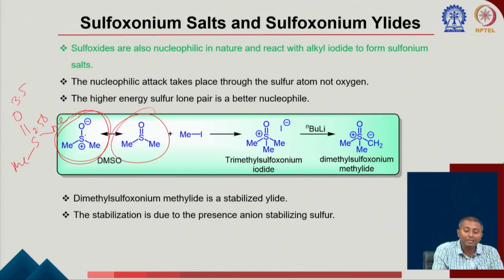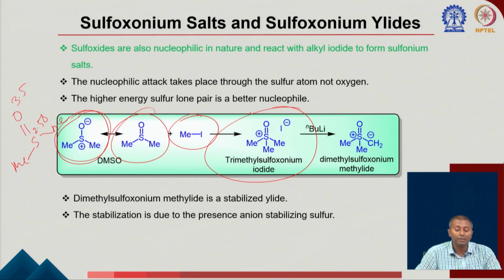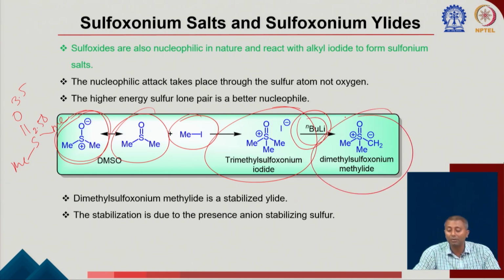Okay. So now you can think of that O minus and the S plus. If you treat with methyl iodide, you can generate this trimethylsulfoxonium iodide. Again, the sulfur can be reacted with methyl iodide to generate this corresponding sulfoxonium iodide, and now you can use n-butyllithium to abstract this proton to generate, as I already talked about, the dimethylsulfoxonium methylide. Again, this is a stabilized ylide because you have this SO group to stabilize this corresponding carbanion.